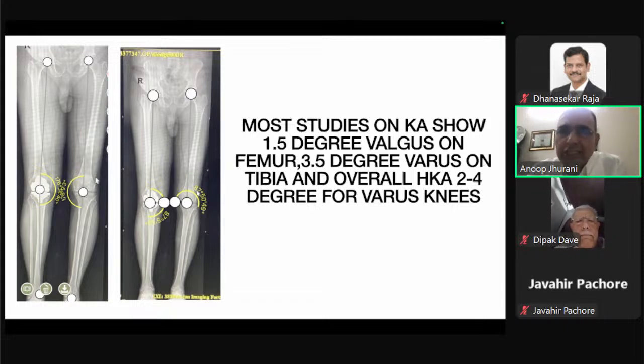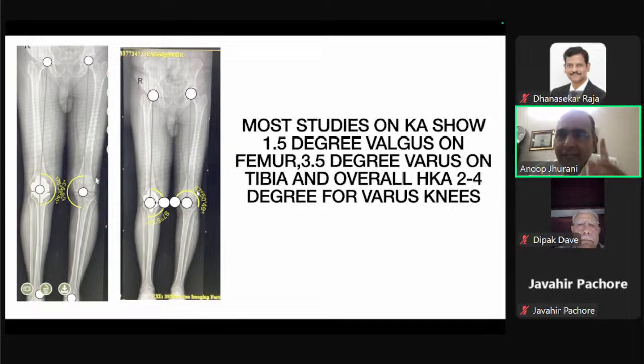If you look at all the studies of major authors over hundreds of cases, you cut the femur in average 1.5 degree valgus and tibia in average 3.5 degree varus. LDFA plus MPTA, usually your HKA will be within 2 to 4 degrees. So it's not leaving the knees crooked. It's a misconception that kinematic alignment is leaving the knee crooked and unbalanced.